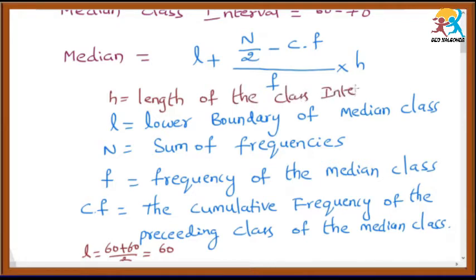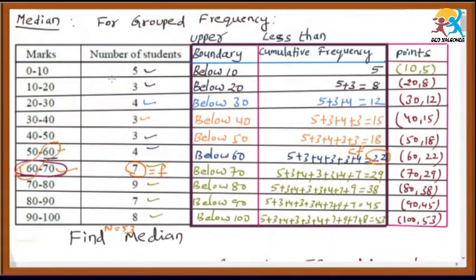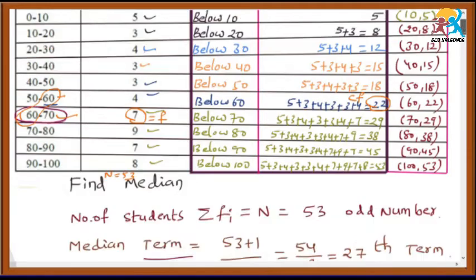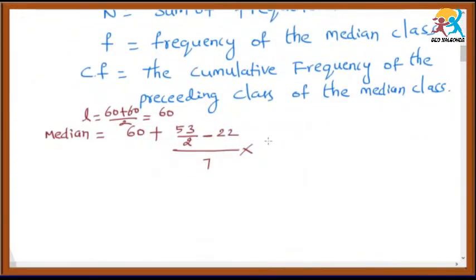We know how to find out the class interval. So, here H will become the difference of any two consecutive upper limits. So, 10, 20, the difference is 10. So, that H will be 10. So, write 10 here. Simplification. By simplifying we get 60 plus (53 by 2), that is 26.5, minus 22 by 7 into 10.